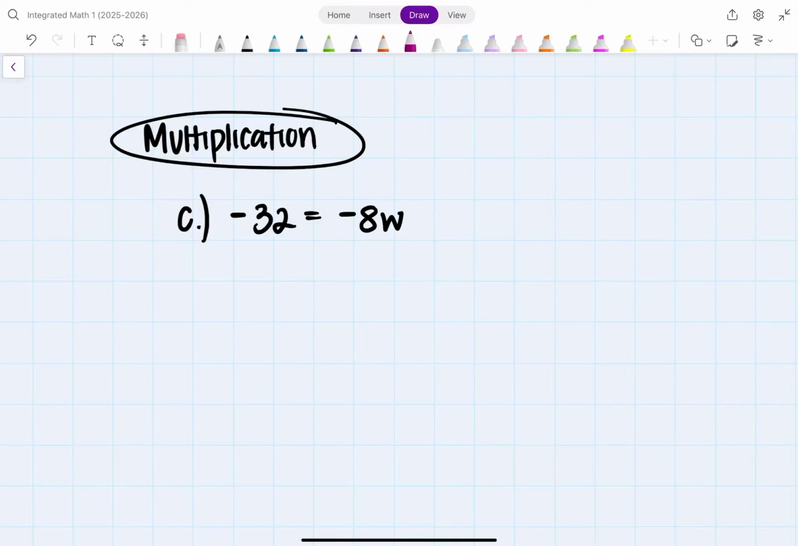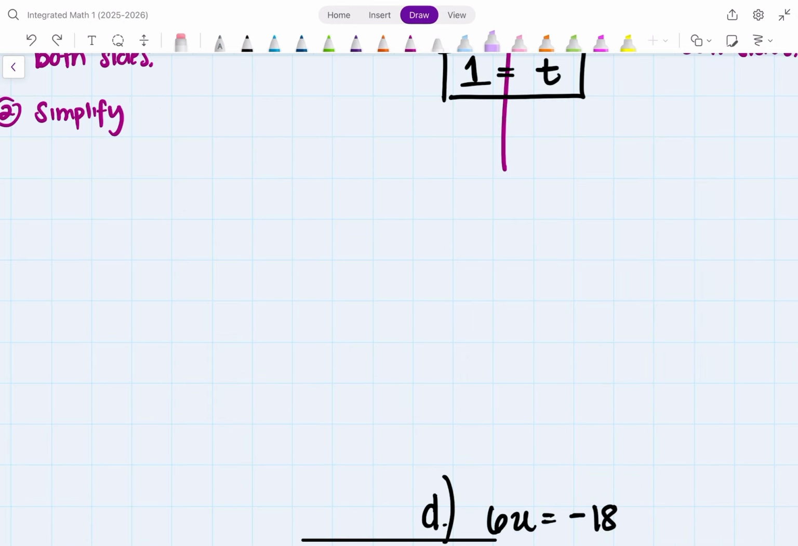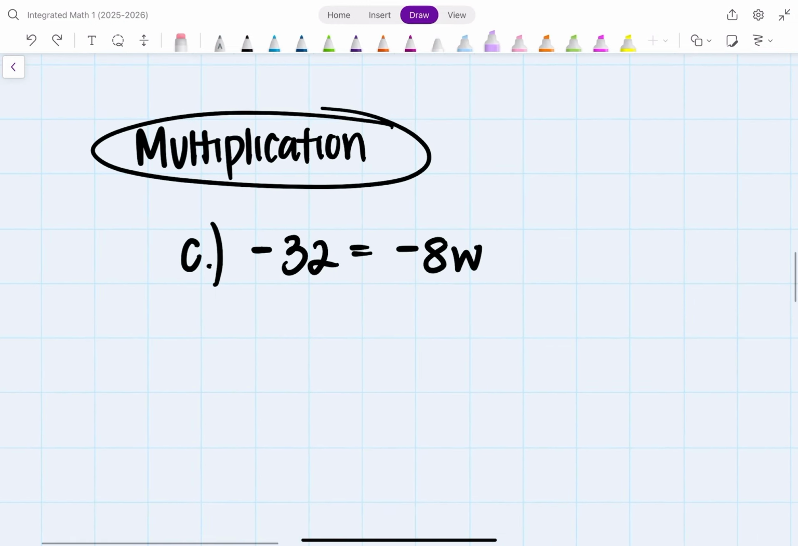All right, let's go ahead and move on to the next one. In this case, guys, I have negative 32 is equal to negative 8w. Now, on this one, guys, we're doing multiplication, right? If I take a look at the variable and the coefficient, which is these numbers here, this term, they're actually multiplying. I don't really see it in this case, but we know that this here is the same thing as saying negative 8 times w. That's multiplication. It's not applied, but we know that that's multiplication.